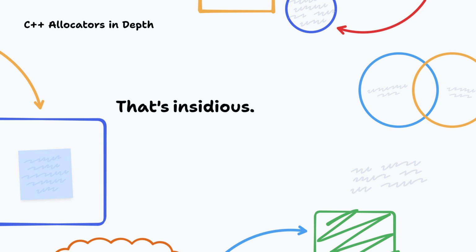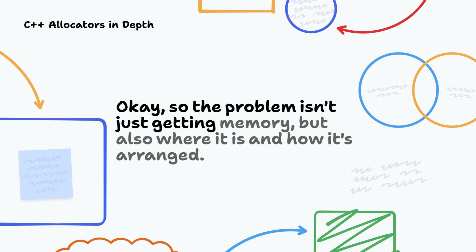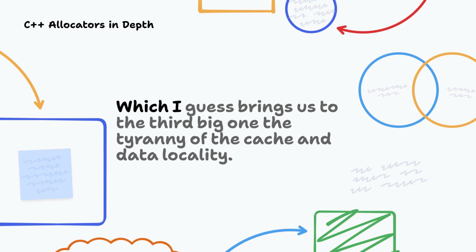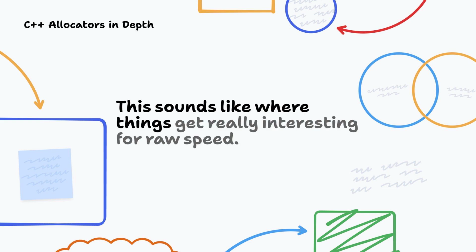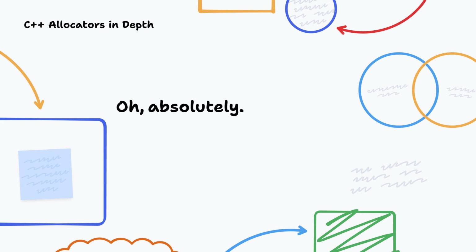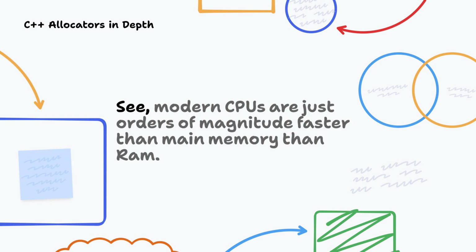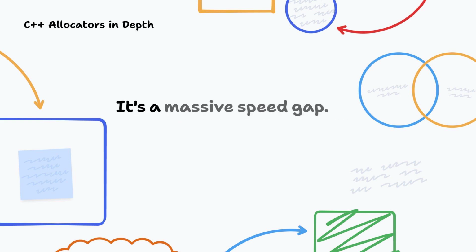Wow, that's insidious. Okay, so the problem isn't just getting memory, but also where it is and how it's arranged, which I guess brings us to the third big one, the tyranny of the cache and data locality. This sounds like where things get really interesting for raw speed. Oh, absolutely. This is often the biggest factor. See, modern CPUs are just orders of magnitude faster than main memory, than RAM. It's a massive speed gap.